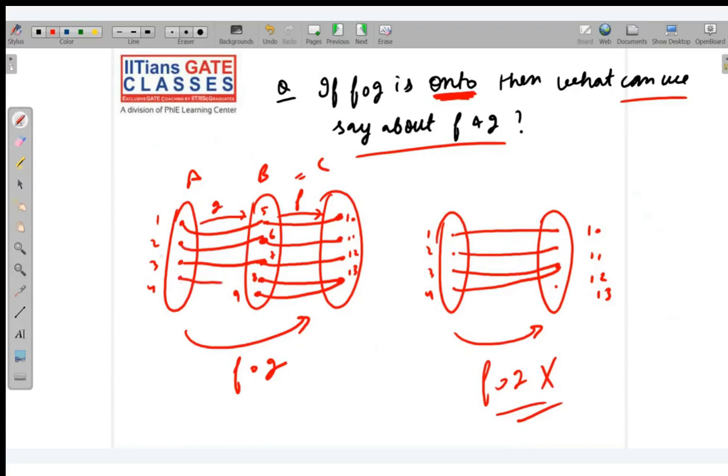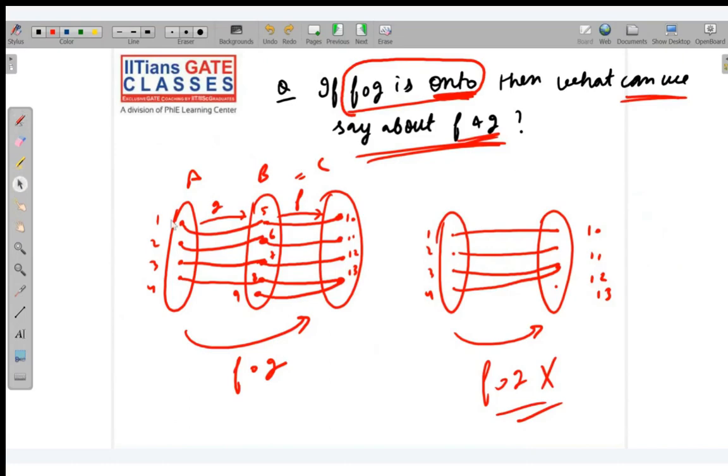Let me clear these things. If FOG is onto, this is a logical statement, then what can you say about F and G? In this example, FOG itself is not onto. When FOG itself is not onto, then what can you say about F and G? No comments at all. So first of all, we have to guarantee that FOG should be onto.